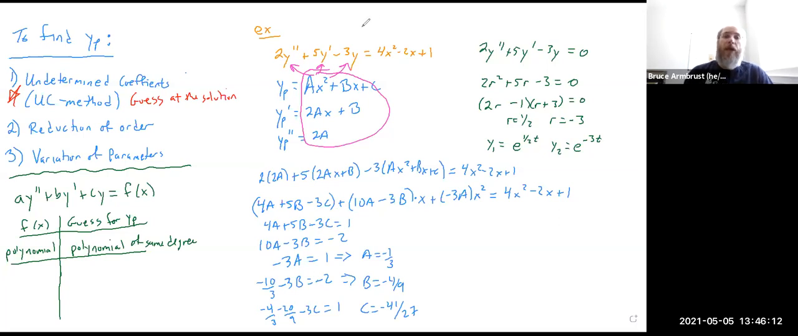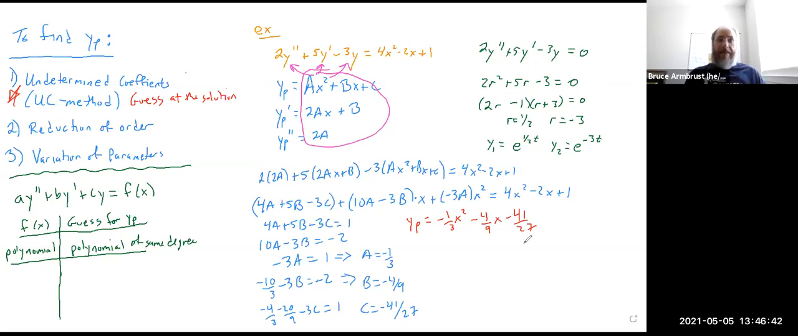All right, so we now know what YP looks like. Remember, we guessed this form. We can put these numbers in now. So YP is going to equal minus 1/3 x squared minus 4/9 x minus 41/27. So there is a function that satisfies that differential equation.